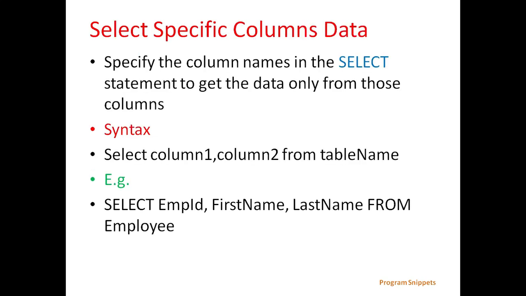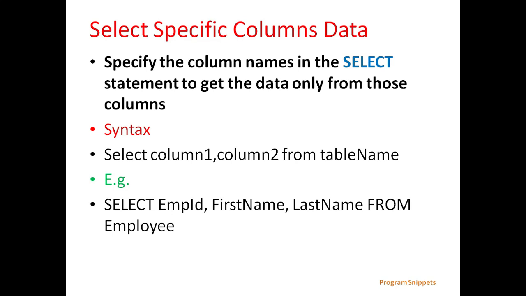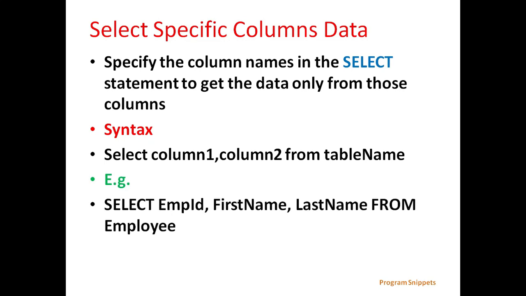Next is select specific column data. You can specify the column names in the select statement to get the data only from those columns. General syntax is select column1, column2 from table name. For example, select employee ID, first name, last name from employee, which will return the data from the employee ID, first name and last name columns.